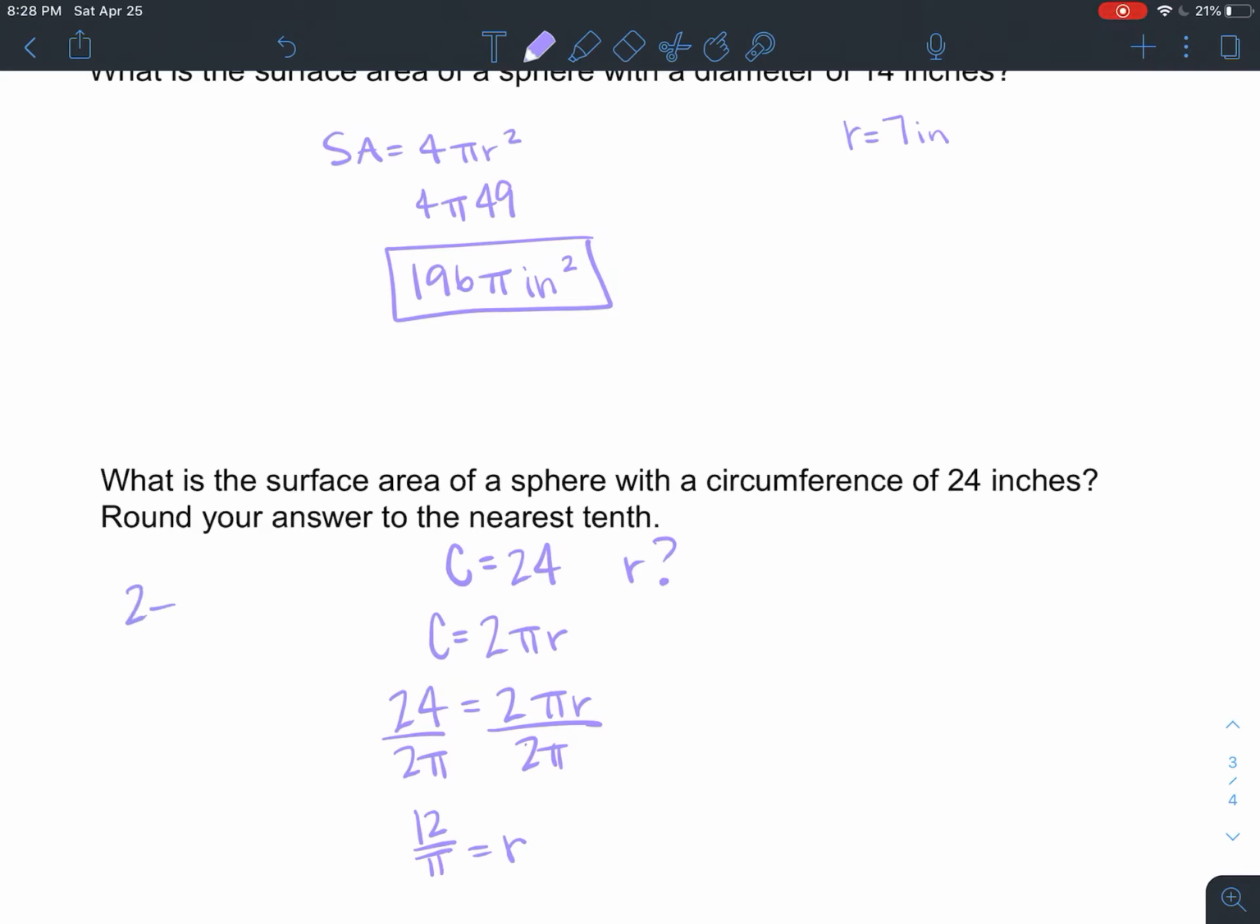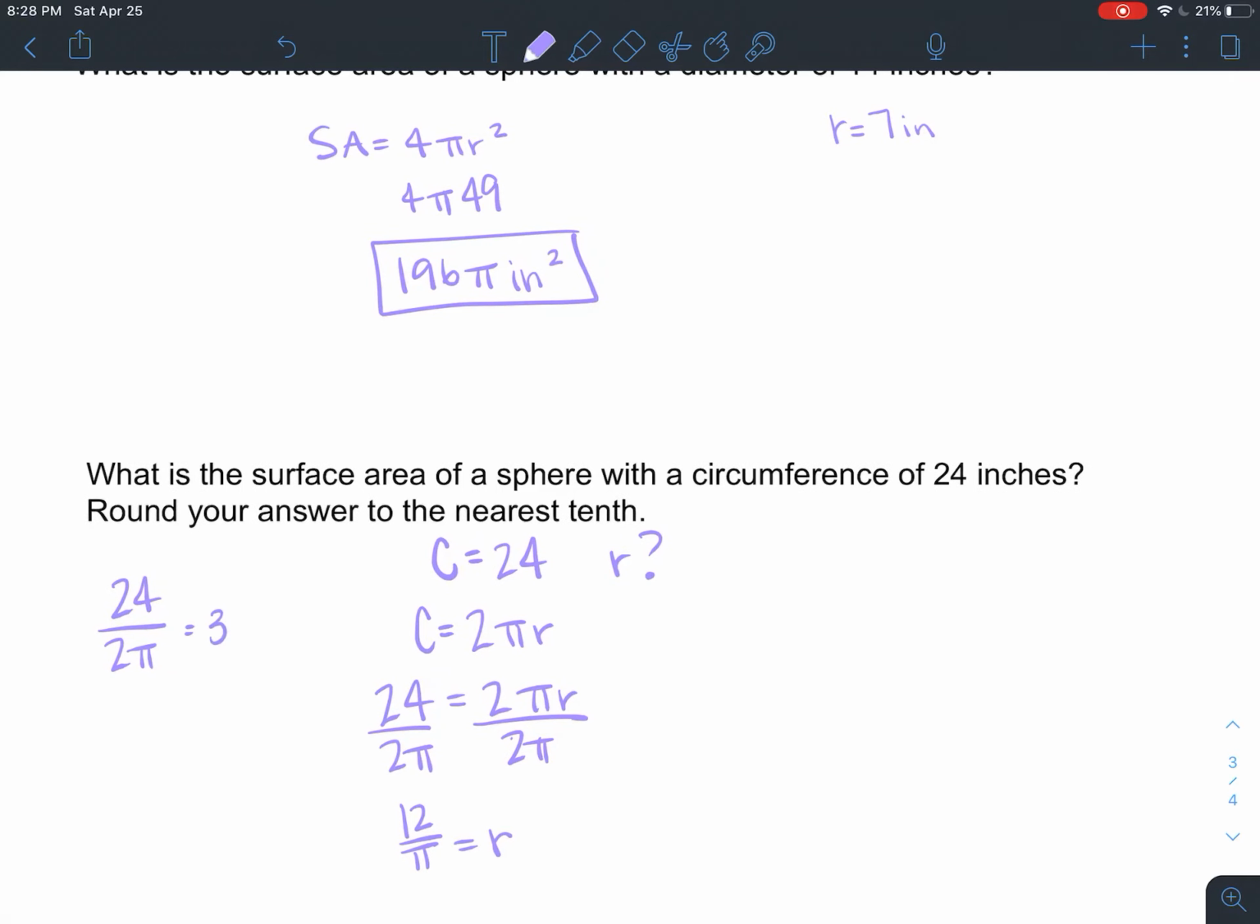Be very careful if you are plugging in 24 over 2 pi into your calculator. If you plug it in as 24 divided by 2 pi, right as you see it, you actually end up with 37.7, but that is not correct. You've got to make sure that you divide by both pieces. So either put parentheses around the bottom, or whenever you plug it into your calculator, do 24 divided by 2 divided by pi is one option.